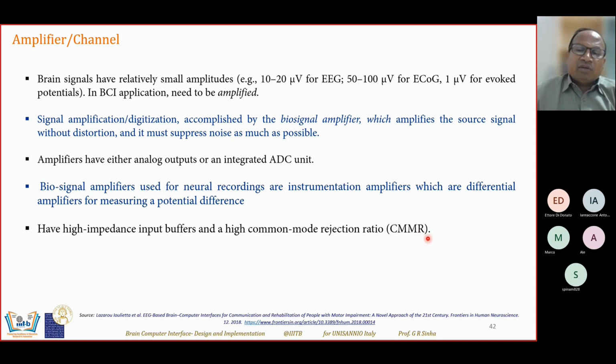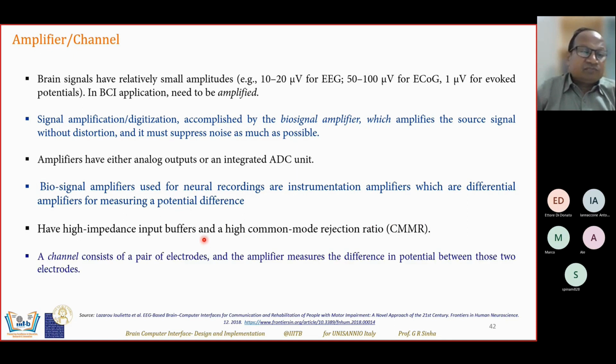Common mode gain divided by differential mode gain divided by common mode gain. So common mode gain must be very small, and differential mode gain must be very high. So the ratio must be very high.